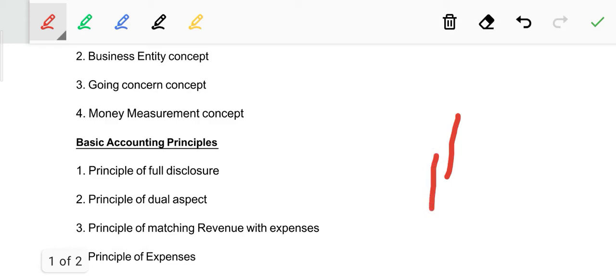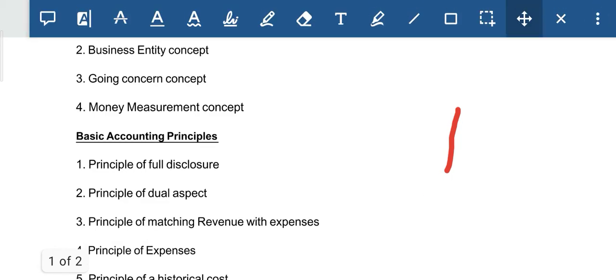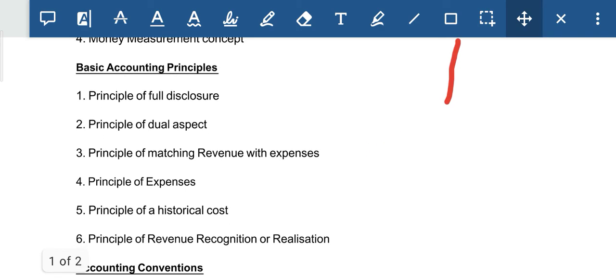Next, we will study basic principles. Now, first one is principle of full disclosure. Now, what does this mean? It is a convention, or it is a principle. This principle requires that all information must be impartially and honestly disclosed in the books of account, so that all parties, those who have interest in the business, such as owners, bankers, investors, creditors, or government agencies, must get full and true information from these accounts.